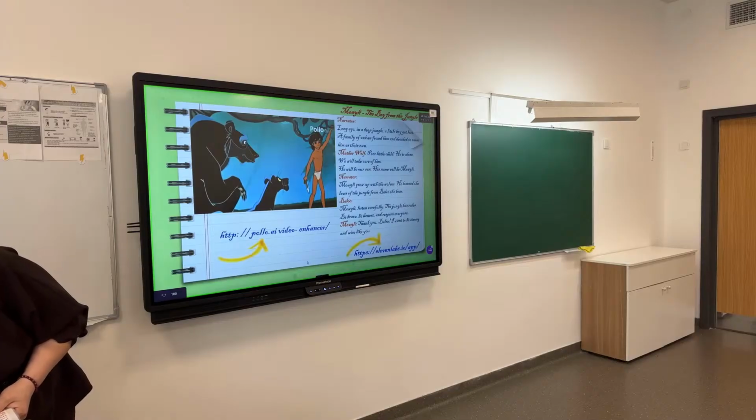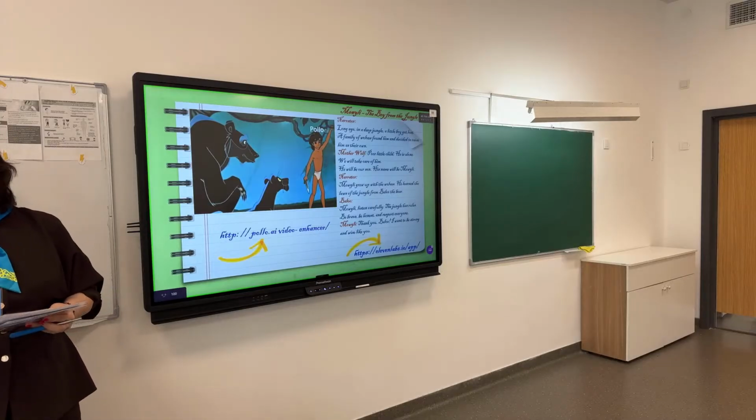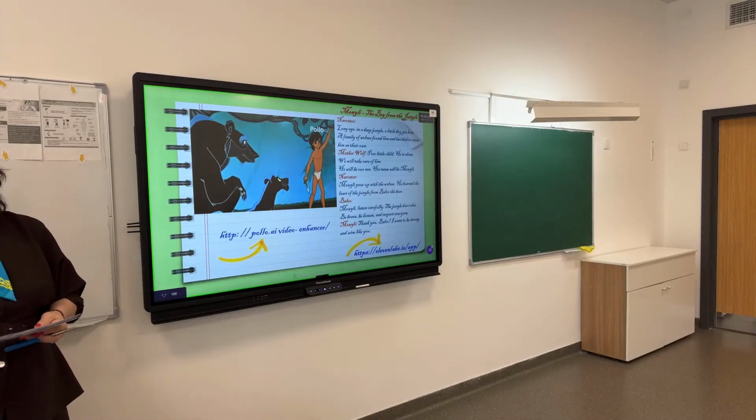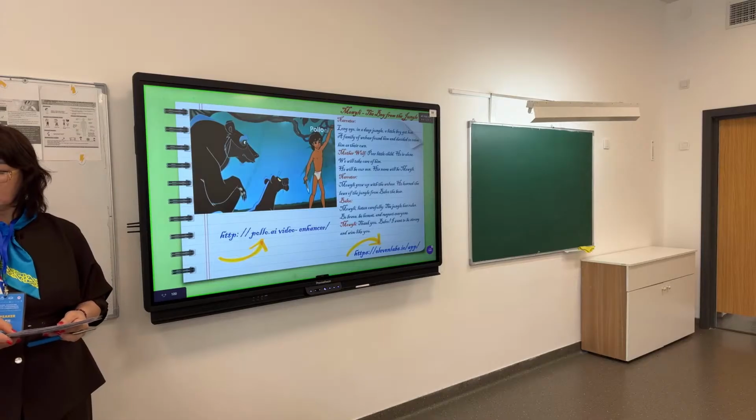Ago, in a deep jungle, a little boy got lost. A family of wolves found him and decided to raise him as their own. Poor little child. He is alone. We will take care of him. He will be our son. His name will be Mowgli.